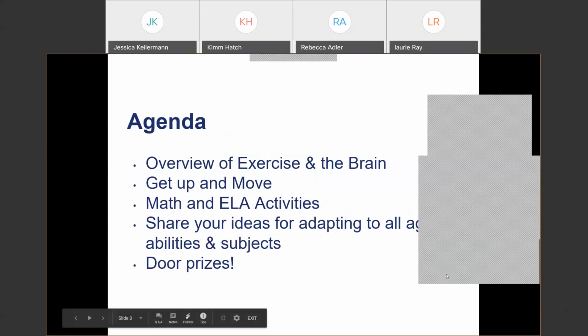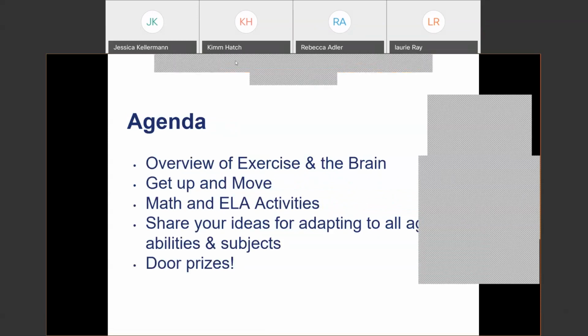So this is our agenda for today. We're going to do a quick overview of exercise in the brain, because in order to truly own the thinking that we're trying to put out and say, hey, let me encourage physical activity in my students, you kind of need to experience that yourself. So we want to give a quick overview. Then we're going to have you get up and move throughout the presentation.